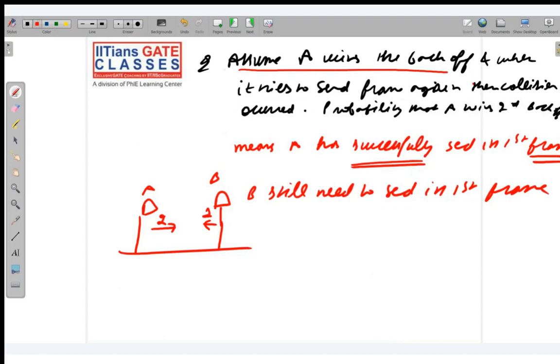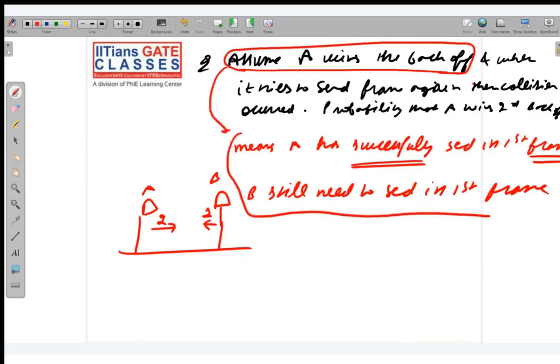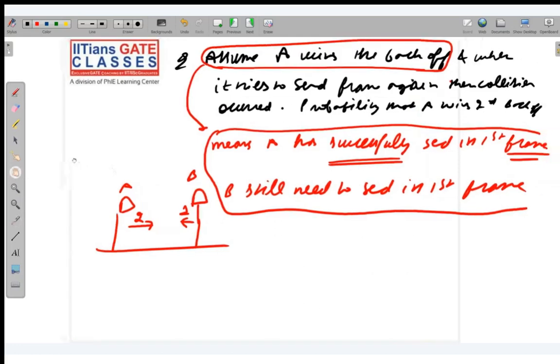So assume A wins the first back off. Here I have explained the meaning properly. Now I have extended the question: when it tries to send the frame again, collision occurred. What is the probability that A wins the second back off? Let me try to answer this question.